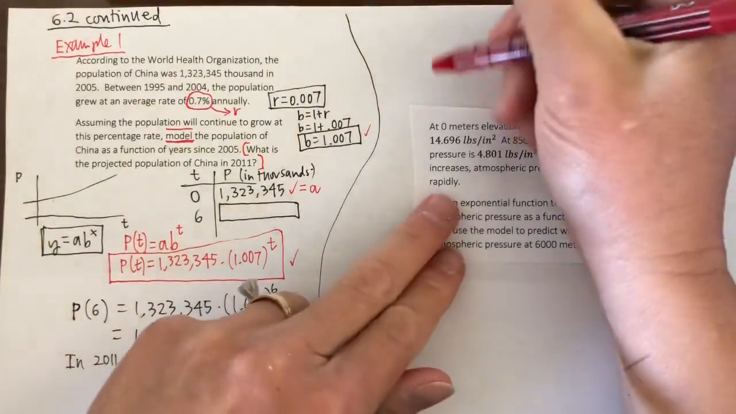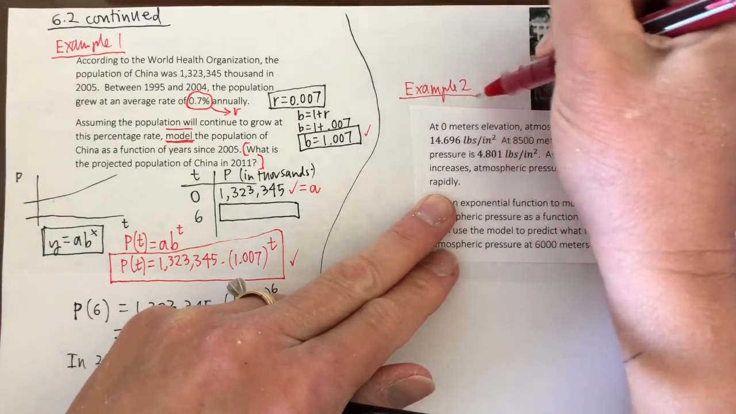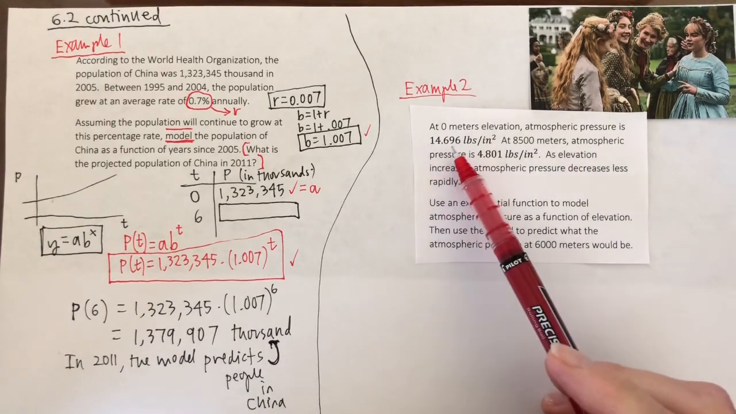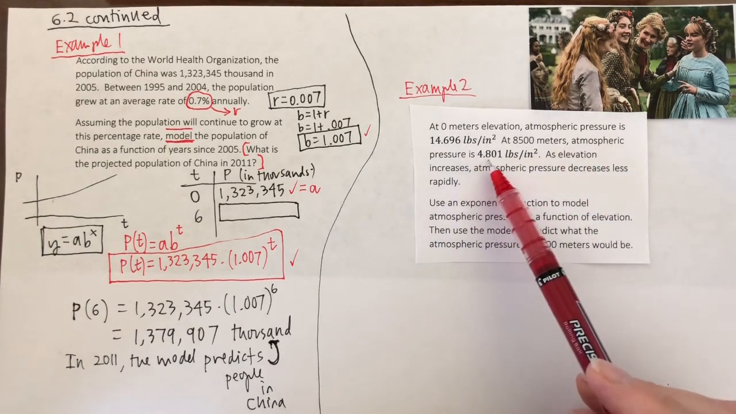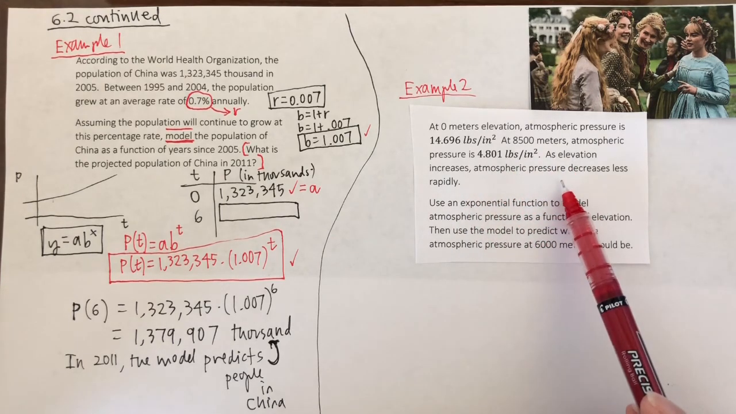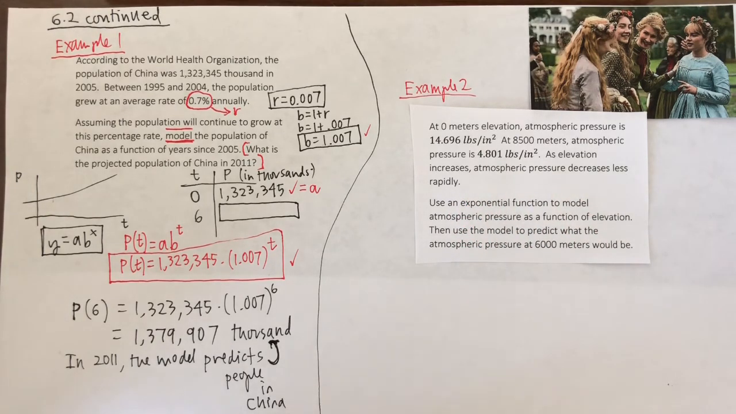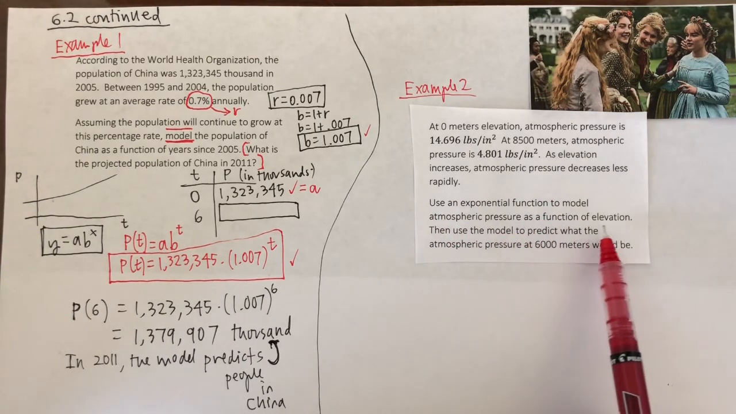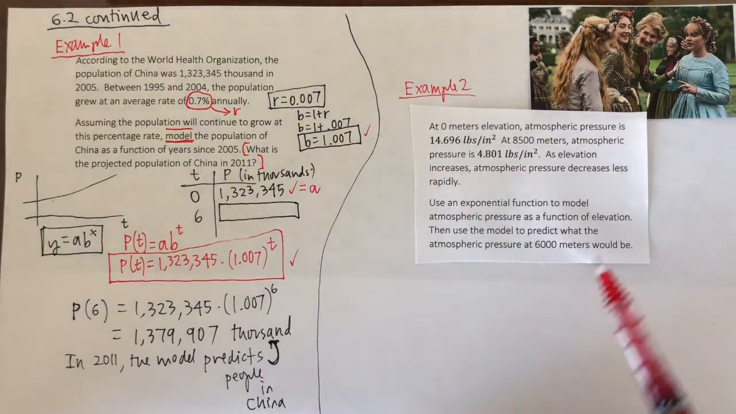Our second example deals with atmospheric pressure as a function of elevation. At 0 meters elevation, atmospheric pressure is 14.696 pounds per square inch. At 8,500 meters, atmospheric pressure is 4.801 pounds per square inch. As elevation increases, atmospheric pressure decreases less rapidly. Okay. Use an exponential function to model atmospheric pressure as a function of elevation. Then use the model to predict what the atmospheric pressure at 6,000 meters would be.